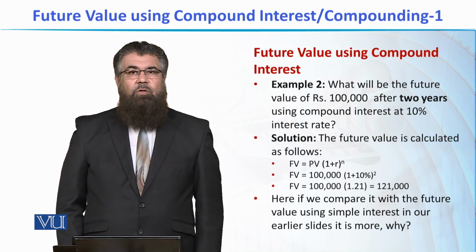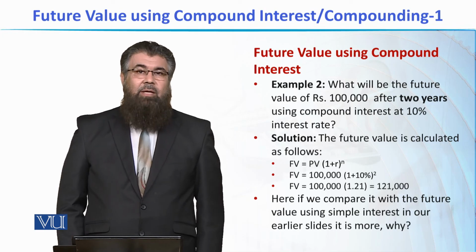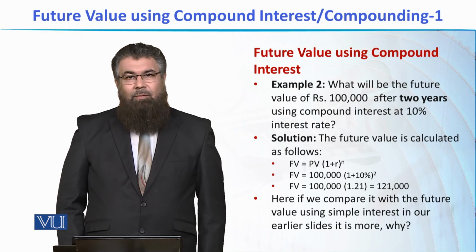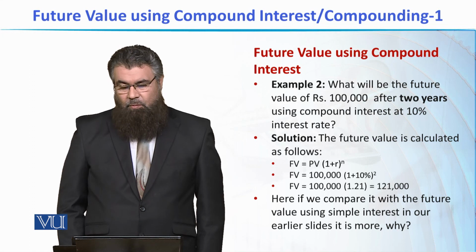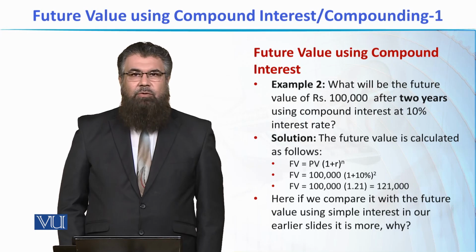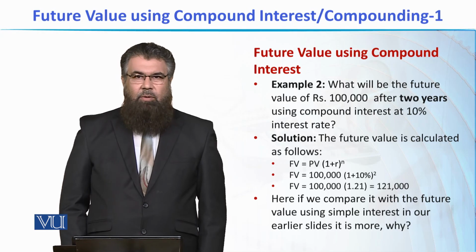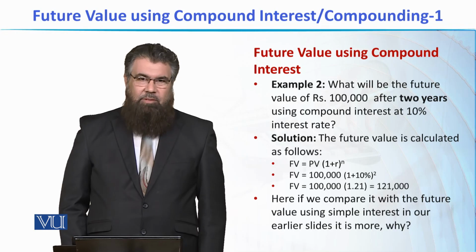The first year interest was only on 100,000, but the second year's interest was on 110,000. That was the value at the end of year 1. So in the second year, the interest earned was on 110,000 plus 11,000, which gave us 121,000. So these calculations actually show that when we increase the number of years, the future value in compound interest keeps on increasing as compared to simple interest.